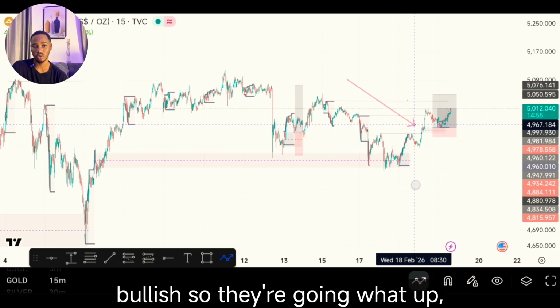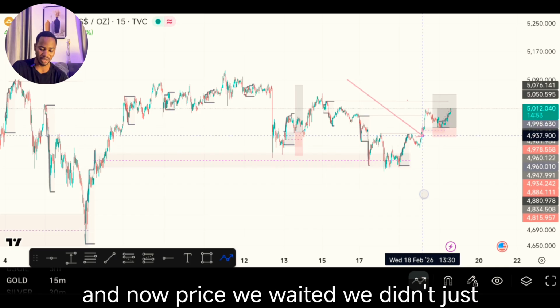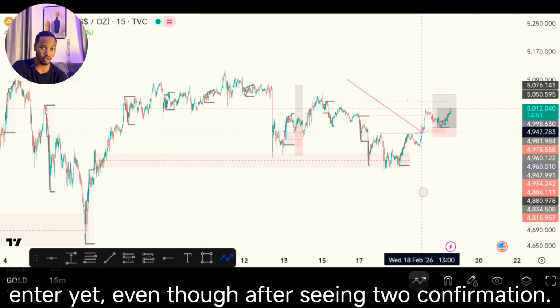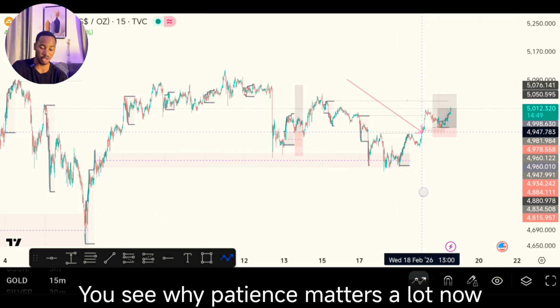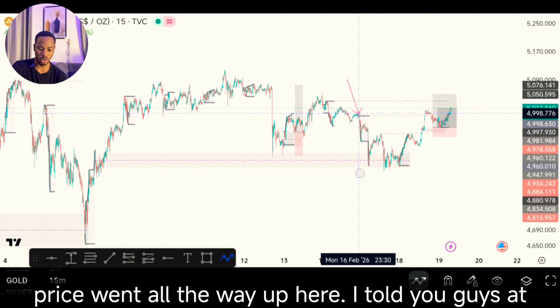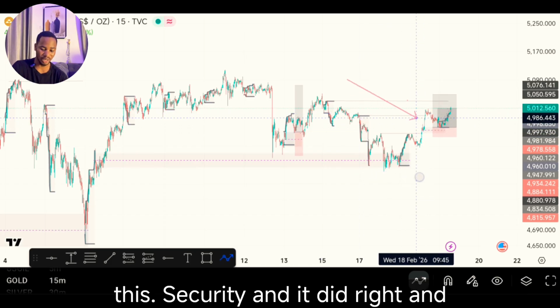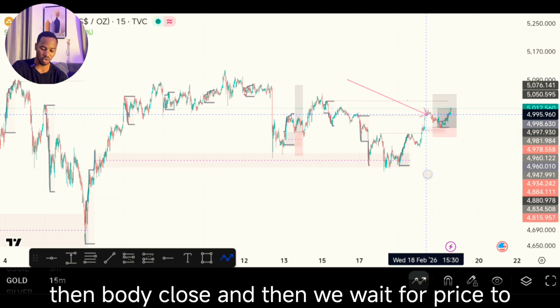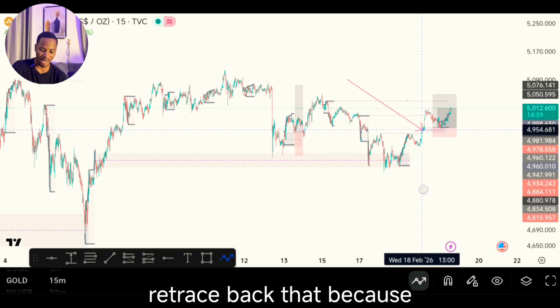So they're going up, and now we waited. We didn't just enter yet, even after seeing two confirmations. You see why patience matters a lot. Price went on the way up here. I told you guys to take out this liquidity, and it did, right? And then body close, and then we wait for price to retrace back.